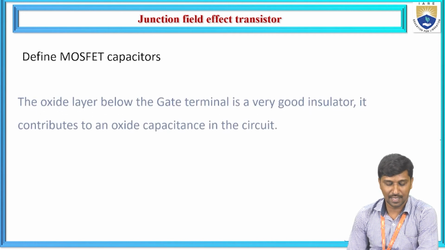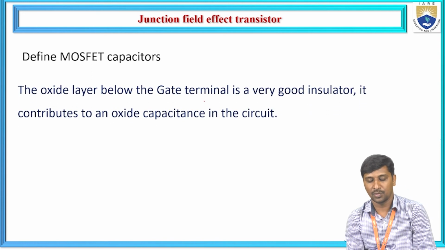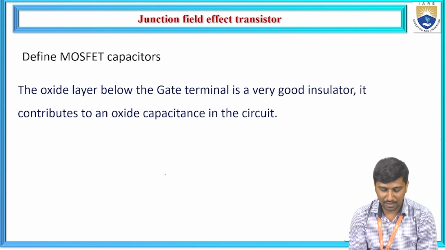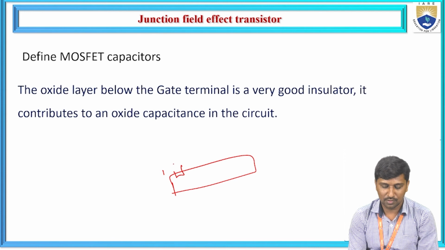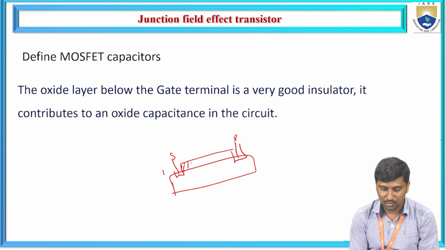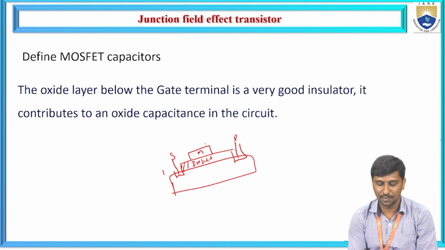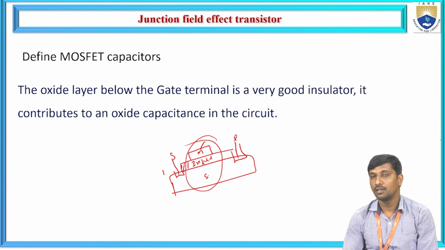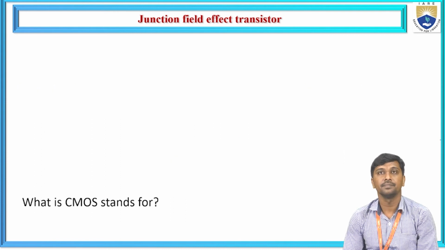Define MOSFET capacitors. The oxide layer below the gate terminal is very good. While defining the MOSFET capacitors, first we need to take the semiconductor and diffuse the source and drain. Then we need to place some insulator. Then after this insulator, we need to place the metal. Here the metal is conducting and the semiconductor is also conducting. In between these two conducting plates we have one insulator, so it acts as a capacitance. That is called a MOSFET capacitor.